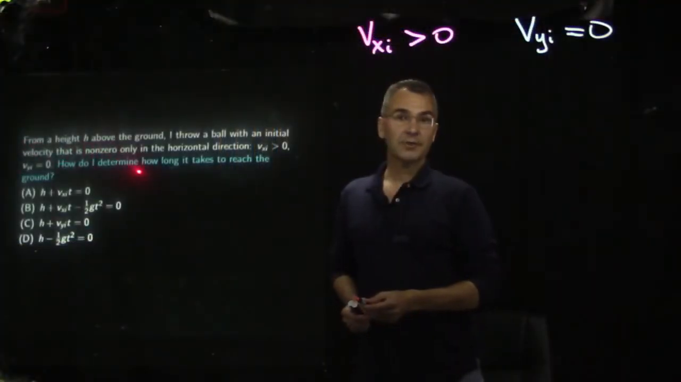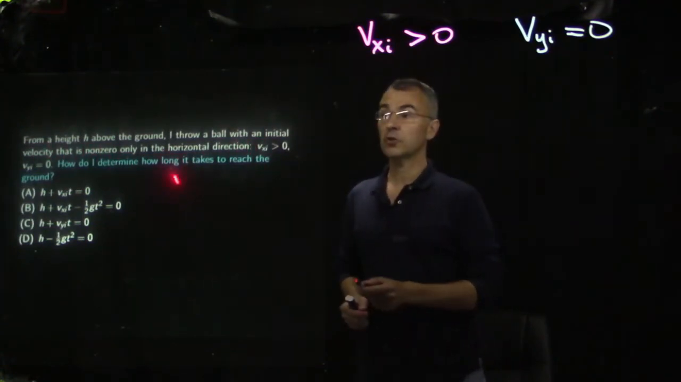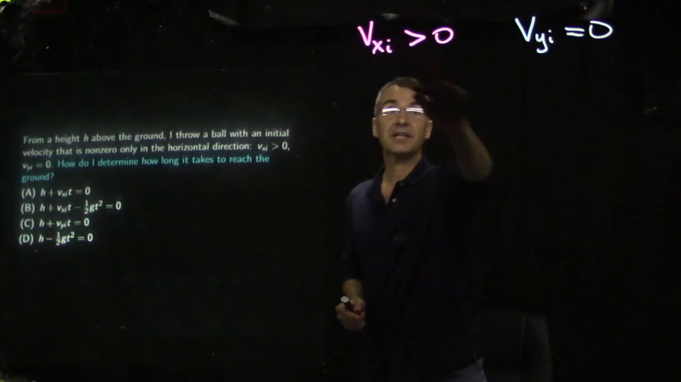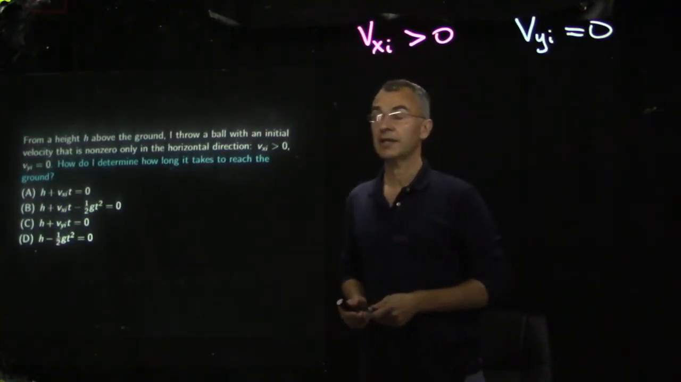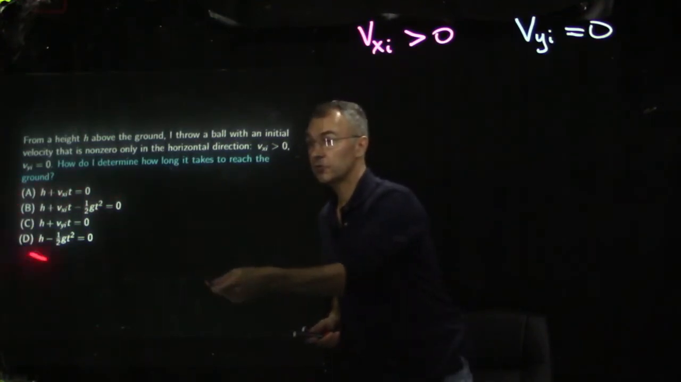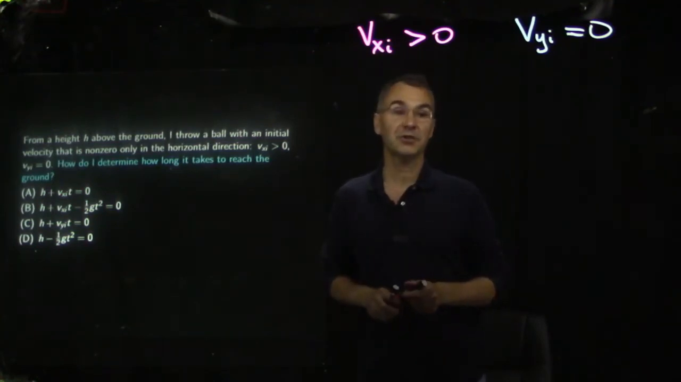From a height h above the ground, I throw a ball with an initial velocity that is non-zero only in the horizontal direction. Vx initial is bigger than 0, but Vy initial equals 0. How do I determine how long it takes to reach the ground? So you can look at these options and let's see if we can figure that out.